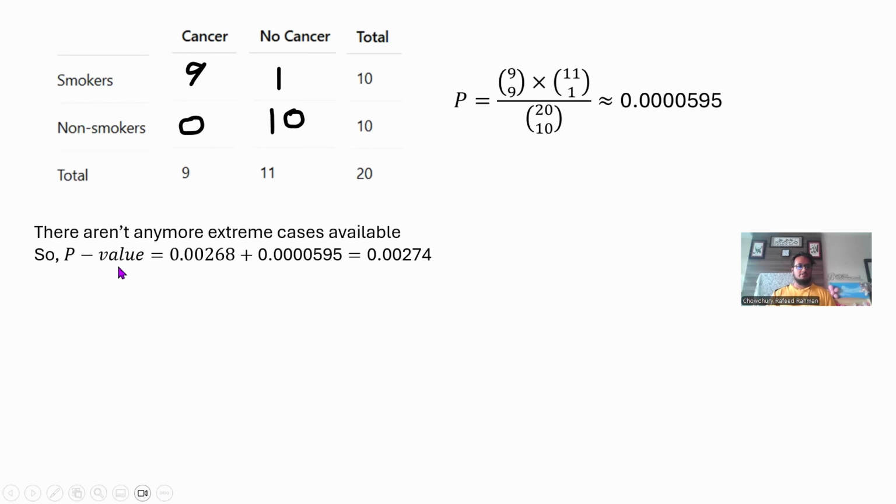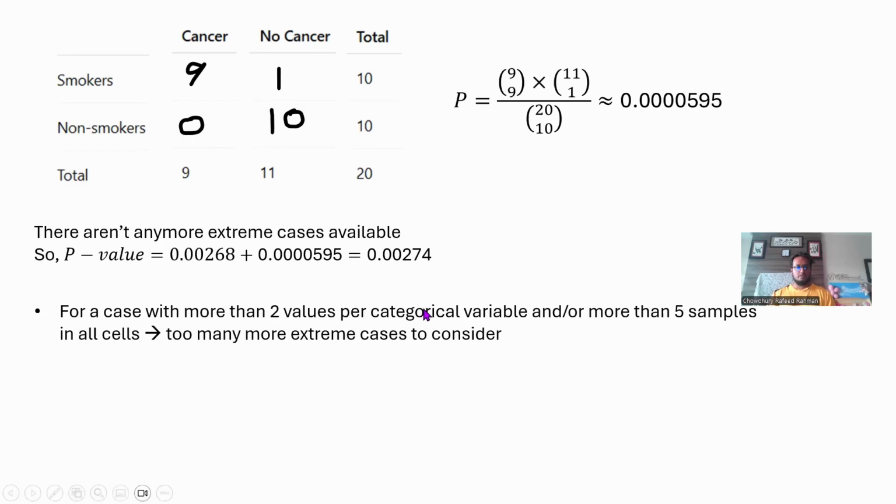So the p-value will be the summation of these two extreme case probabilities, which is 0.00274. It is obviously less than the significance level of 0.05. So we can reject the null hypothesis and say that smoking indeed significantly increases cancer risk, right? So we have been able to show the positive association between smoking status and cancer status, both categorical variables.